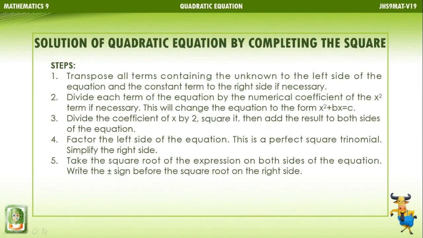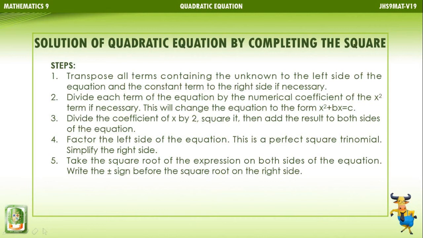Solution of quadratic equation by completing the square. Steps. Step 1. Transpose all terms containing the unknown to the left side of the equation and the constant term to the right side if necessary. Step 2. Divide each term of the equation by the numerical coefficient of the x squared term if necessary. This will change the equation to the form x squared plus bx equals c. Step 3. Divide the coefficient of x by 2, square it, then add the result to both sides of the equation. Step 4. Factor the left side of the equation.